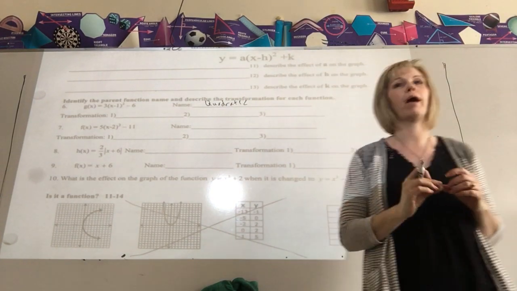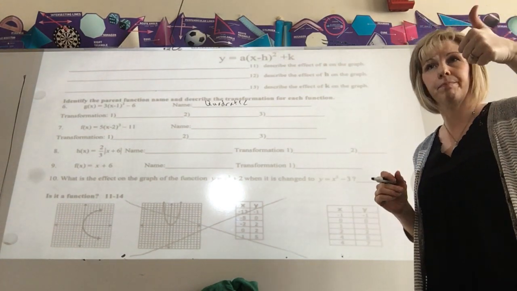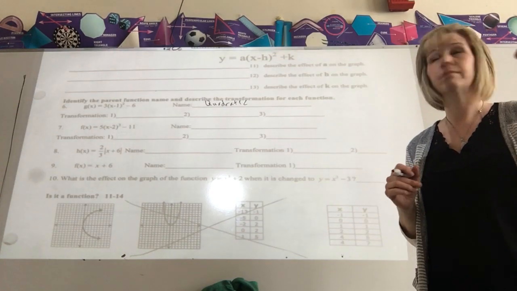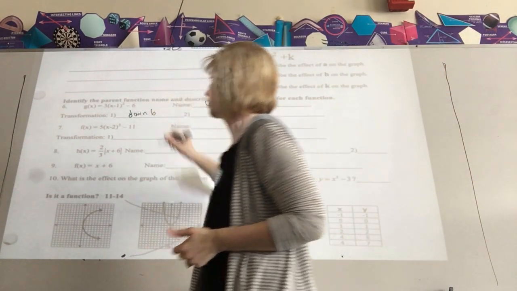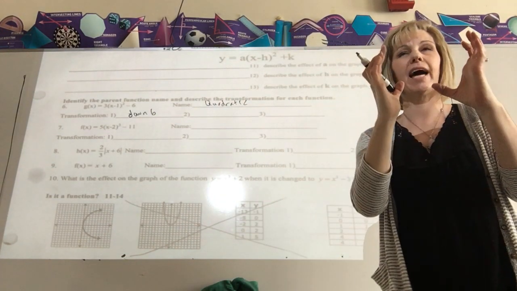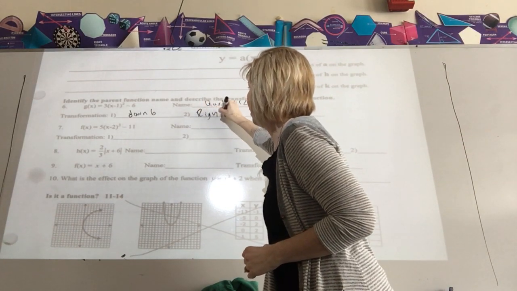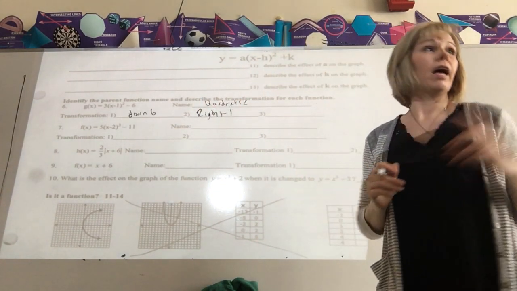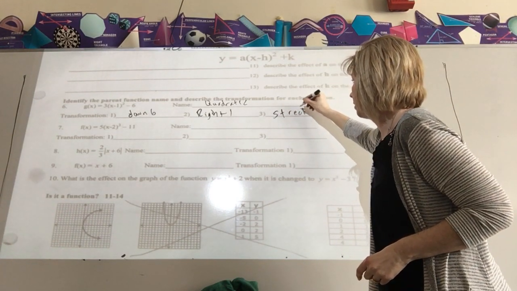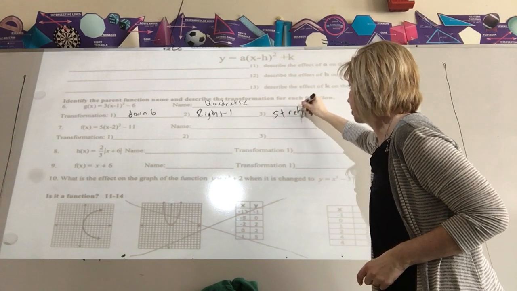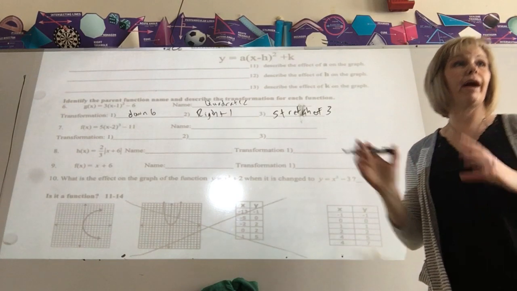Okay, so think about what's the transformation. What's one transformation here? What's it getting moved? Down 6. Okay, it's moved down 6. What does the -1 inside move it to? To the right 1. And the stretch of 3. Stretch of 3. Okay, so that's what I want.